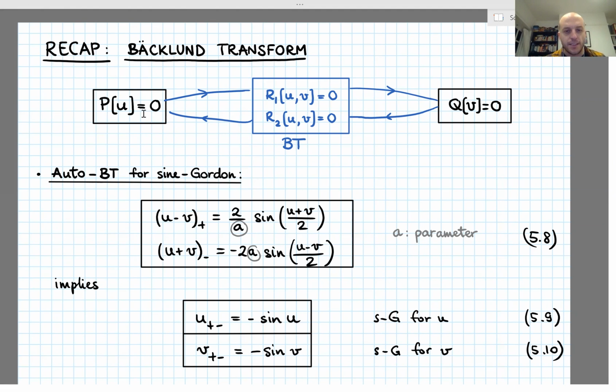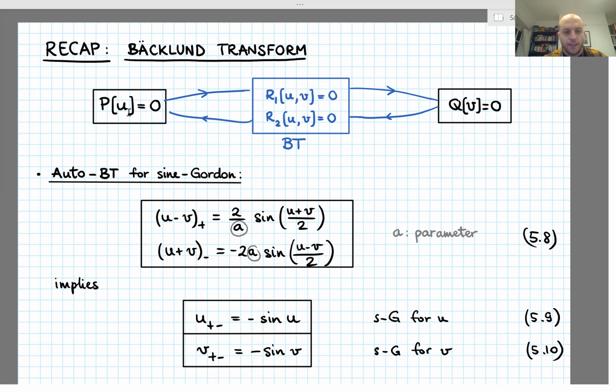Then we applied this idea to an example in which P and Q were the same differential operators. In that case, we call this an auto-Backlund transform. And in the example, the two differential operators were the sum of the second derivatives with respect to x and with respect to y. So we found that u and v satisfied the Laplace equation.